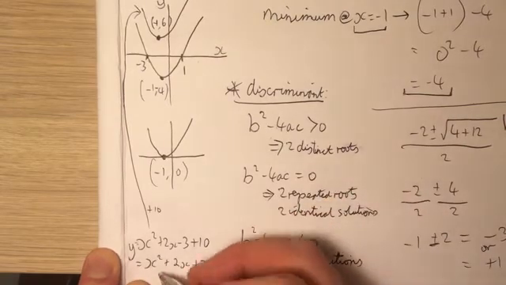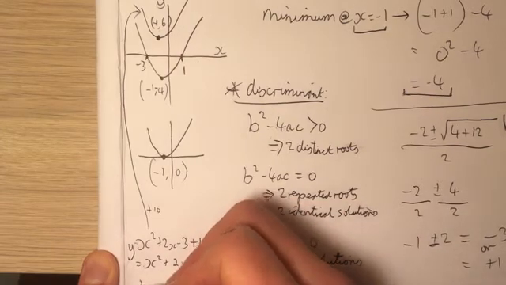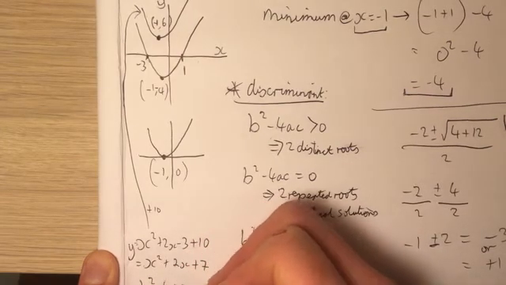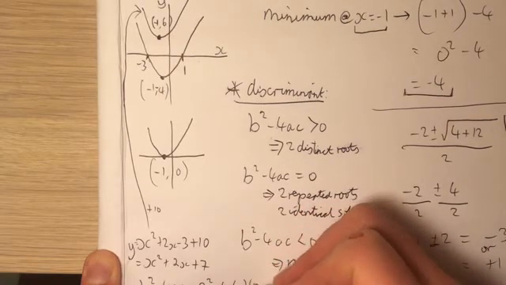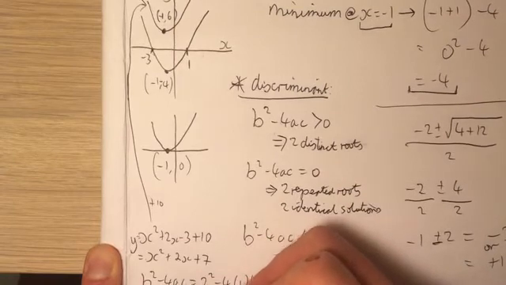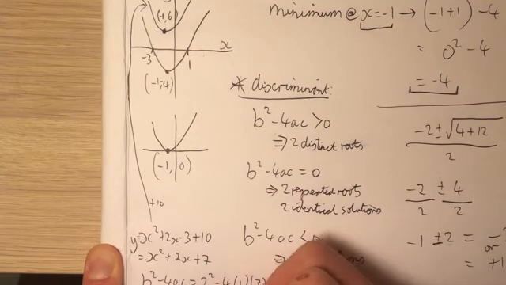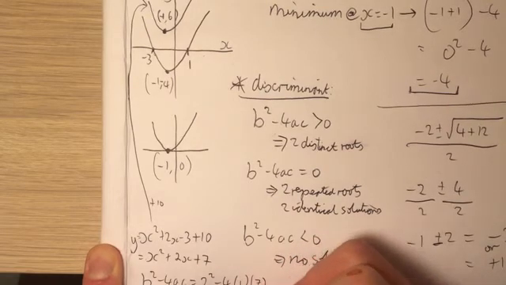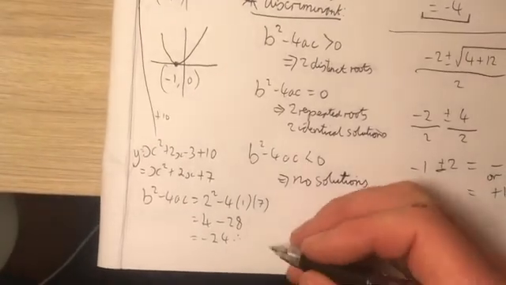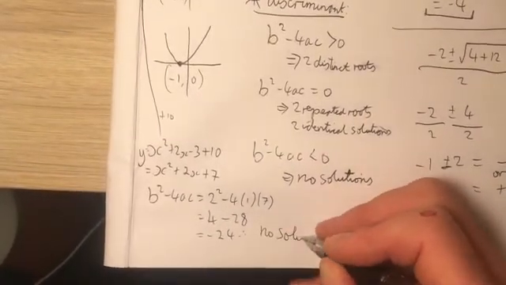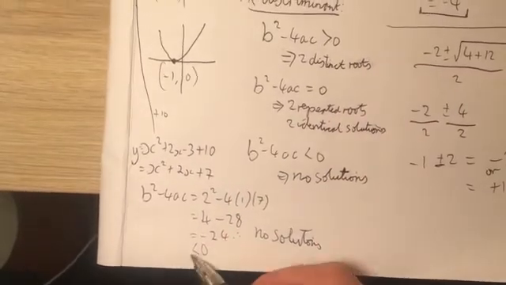Right, so what do we know? A is 1, B is 2, C is 7. Let's work it out then. B squared minus 4ac is going to be 2 squared minus 4 times 1 times 7, which is going to be 4 take away 28, which is negative 24. Therefore, negative 24, therefore no solutions, because it's less than 0. You should probably say that.